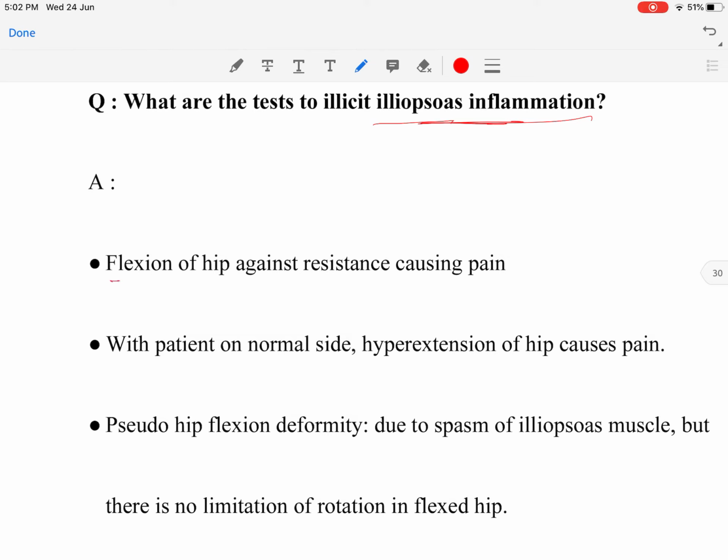First, flexion of the hip against resistance will cause pain. Second, we lie the patient down on the normal side. That is, if the right side is the involved side, then we will lay the patient down in the left lateral position. Then we will hyperextend the right hip, which will cause pain.